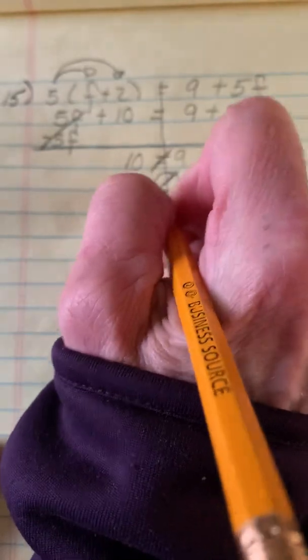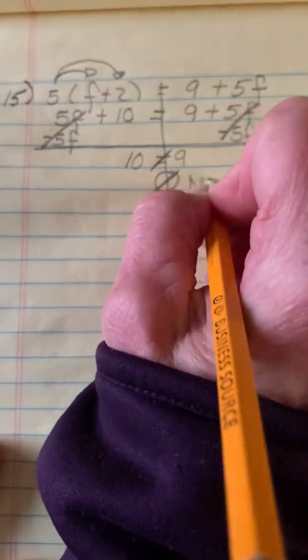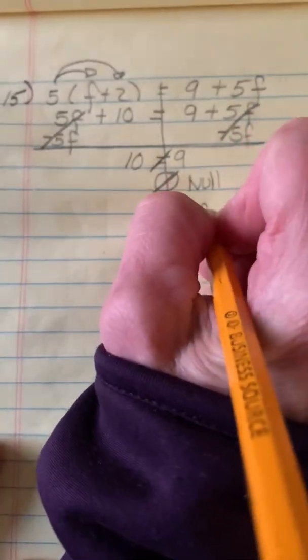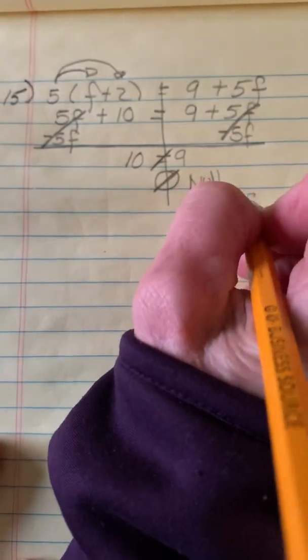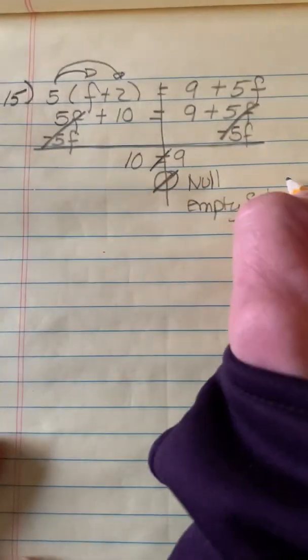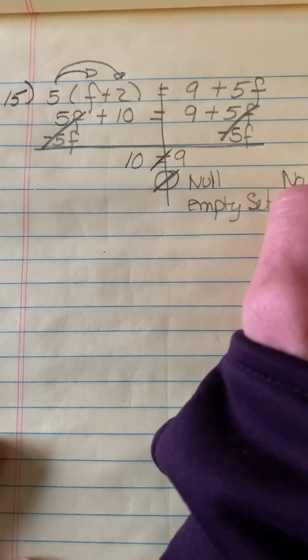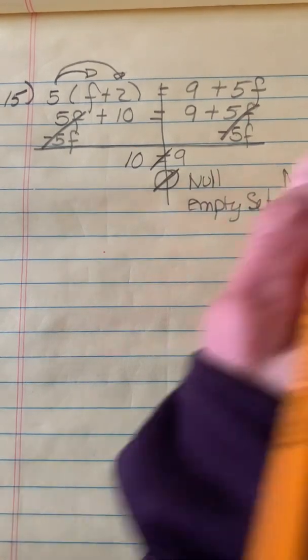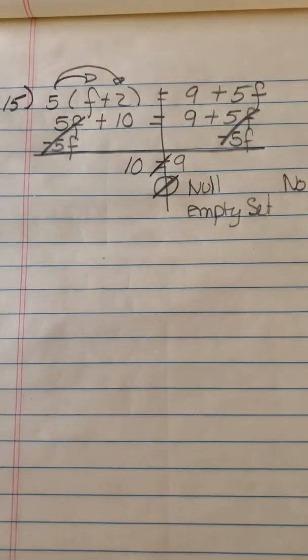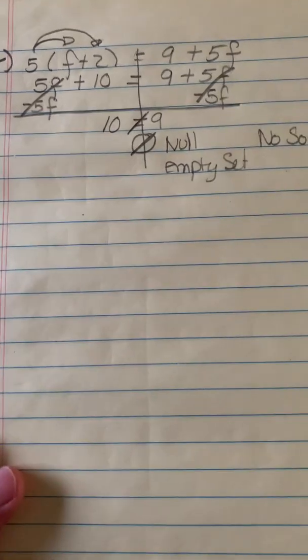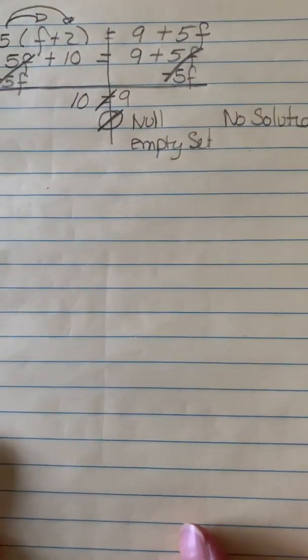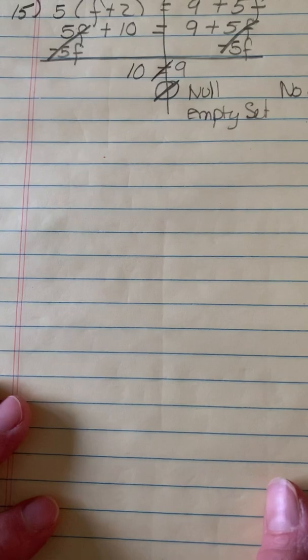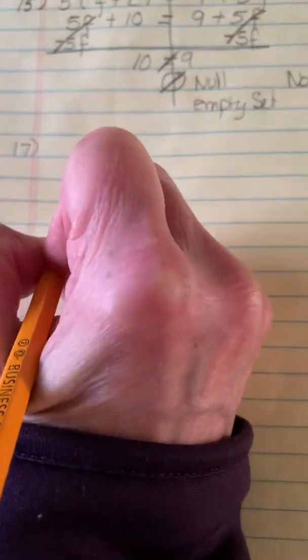So we say this, or we can say it's null. We can say it's empty set. We can say no solution. Whichever one works for you. But they all mean the same thing, okay? So no solution, empty set, null. All right, 17, let's get to those rectangles.